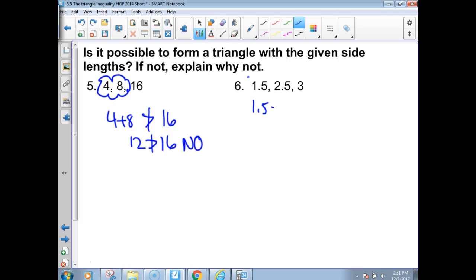And then 1.5 plus 2.5, is that bigger than 3? Sure it is. That's 4, which is greater than 3, so we get a triangle. So fractions and decimals are possible for the lengths of sides of triangles.